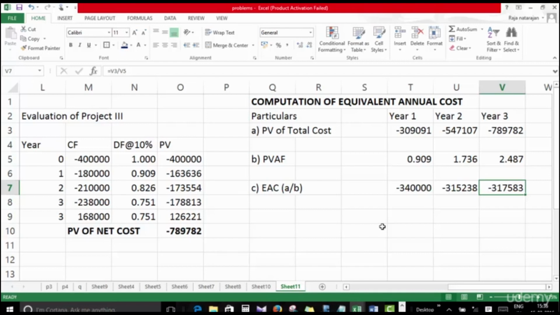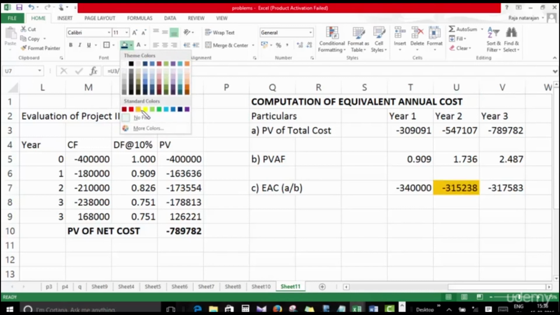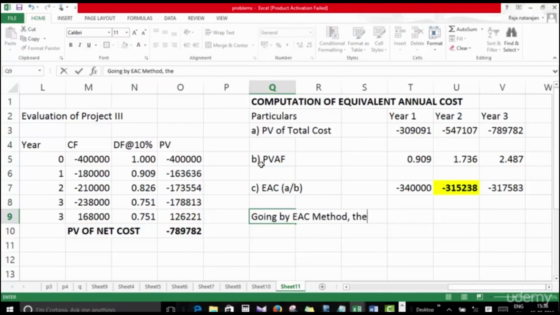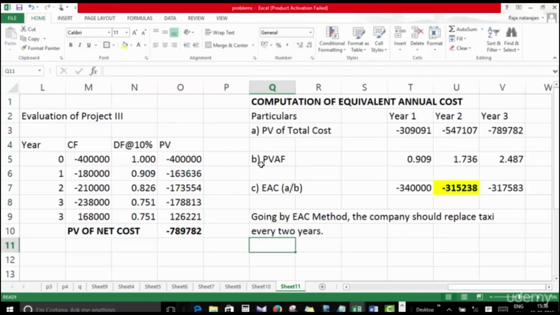So now we have to take a decision on which year replacement should happen. Is it 1, 2, 3? Now we can go by the year where our present value of cost per annum or equivalent annual cost is going to be lesser, and that happens only in the second year. So we can say that going by the equivalent annual cost method, the company should replace the taxi every 2 years.